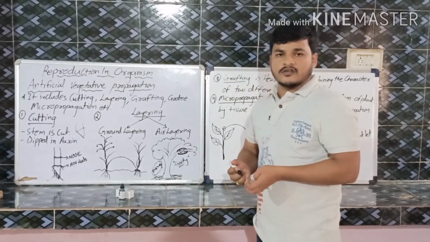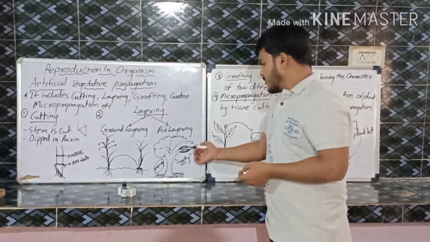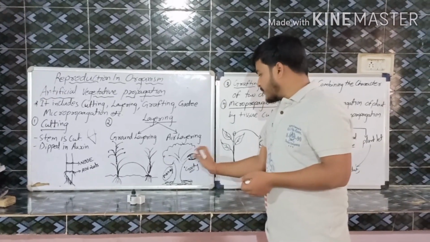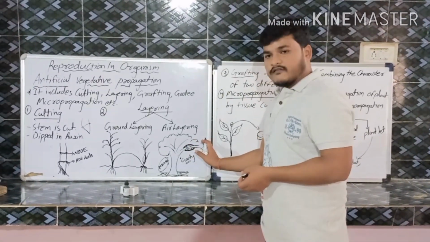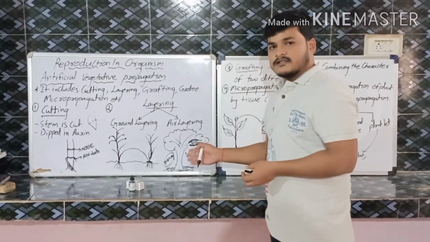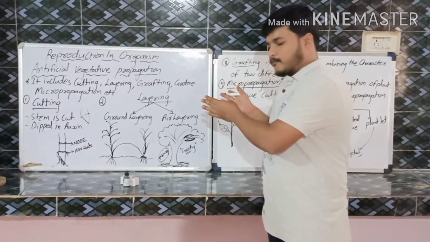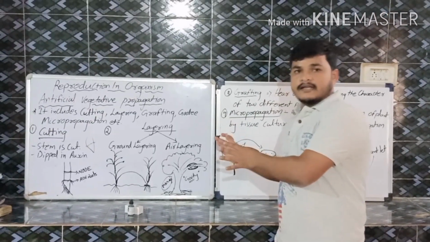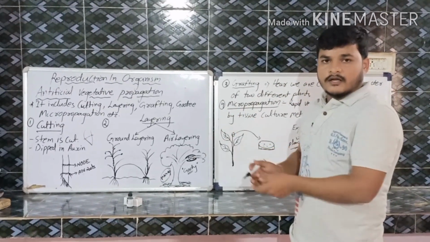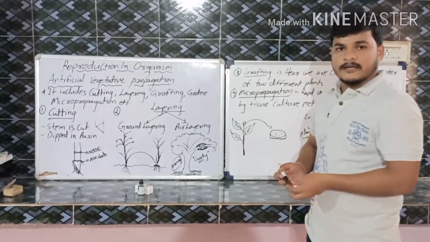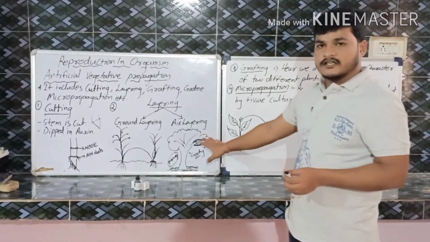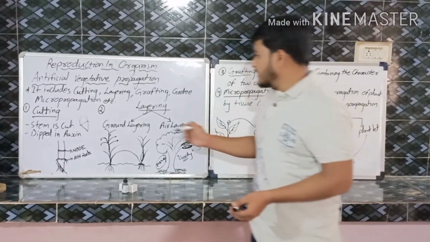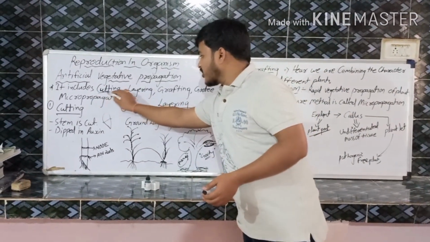After some days, we see a number of roots arising from that part, and after it is fully developed, we cut the branch. The new offspring plant is cut from the parent plant and develops into an independent plant. This is known as the air layering process, also known as Gootee. So in this part we have covered the cutting part.